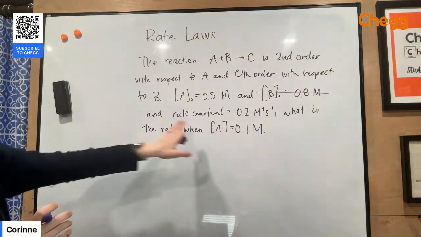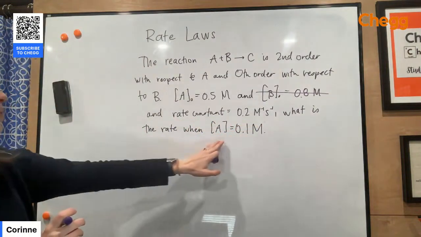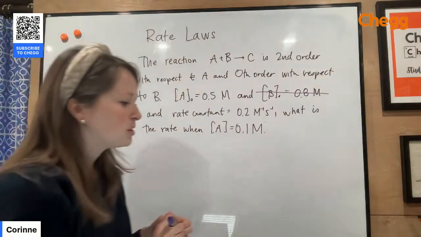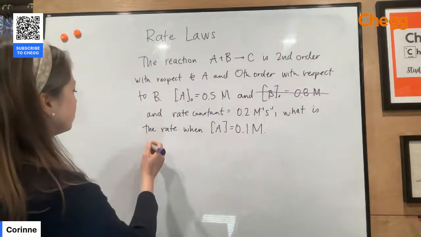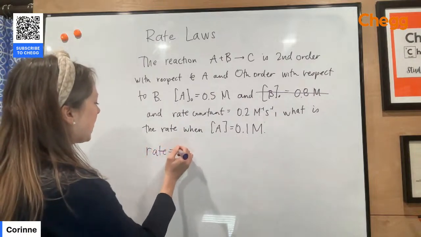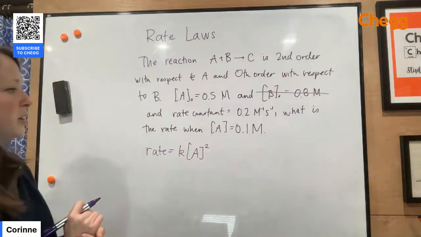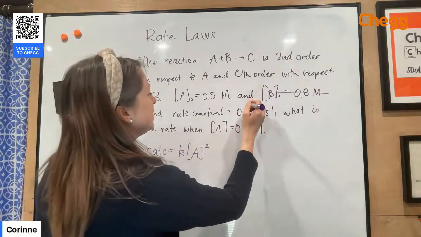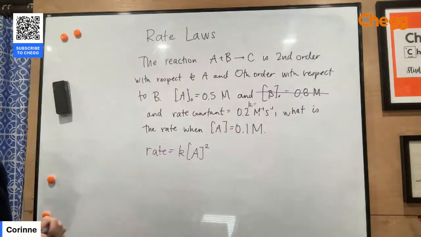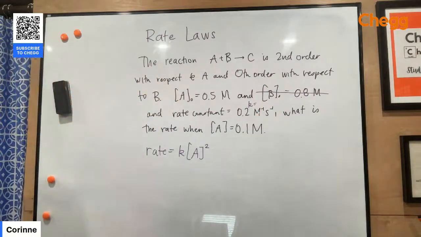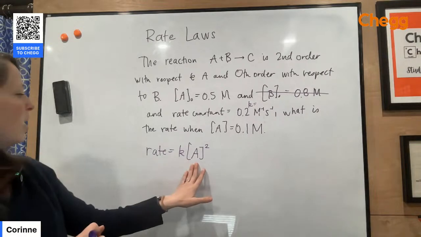All right, so we are also given our rate constant. What is the rate when the concentration of A is 0.1 molar? So when you're thinking about something that is second order, the rate is going to be equal to K times the concentration of A squared, where our rate constant is K. Our rate constant is 0.2 inverse molar per second. That's how everything is changing with time with respect to that concentration of A.